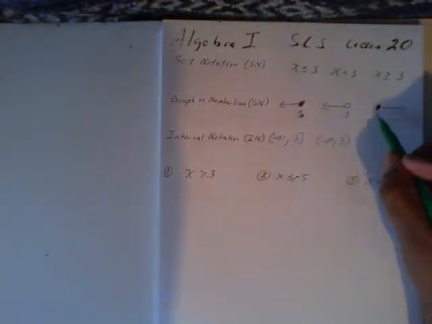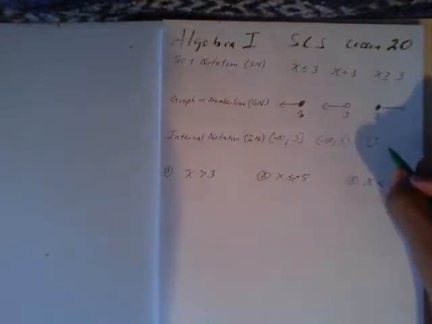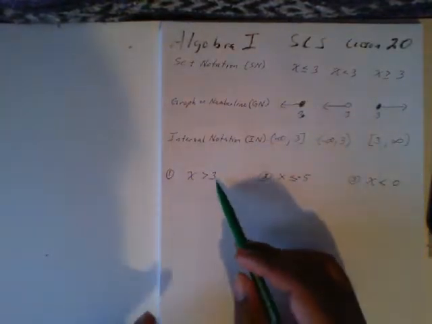This graph right here, to the left, actually ends at 3, but includes it. But to the right, it keeps going down the number line in the positive direction, so that'll be positive infinity, parenthesis. So we want all the forms here.